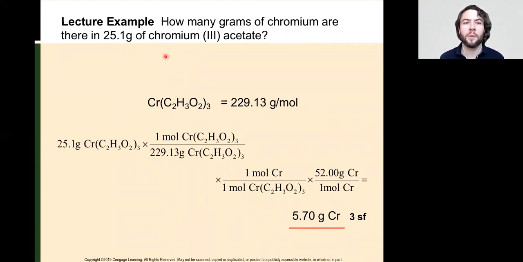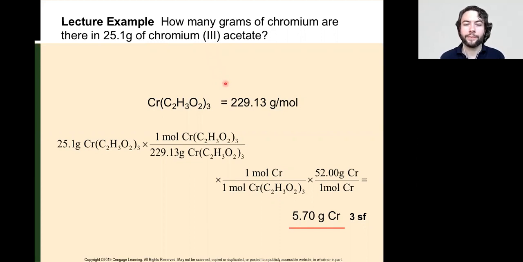So how many grams of chromium are there in 25.1 grams of chromium-3 acetate? Chromium-3 acetate has this formula here. Chromium-3 means, what's the charge on chromium here? Anyone remember from the last lecture? Is it positive? Is it negative? What's the charge on chromium-3? All right, someone give me an answer. +3, very good. It is indeed +3. That's what the 3 is about. This 3 in Roman numerals indicates the charge on the chromium, which is +3.